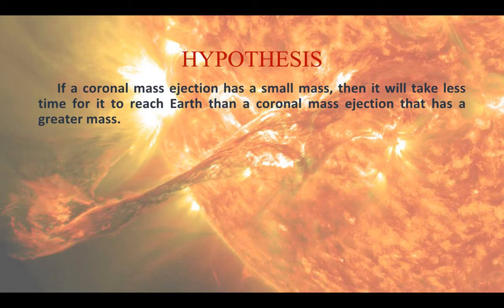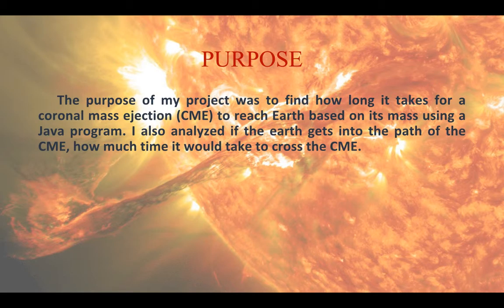My hypothesis of the trajectory of a CME is, if a coronal mass ejection has a small mass, then it will take less time for it to reach Earth than a coronal mass ejection that has a greater mass. Basically, if a CME has less mass than another CME, then it will take less time for it to reach Earth. Think about this for a moment and create your own hypothesis for the trajectory of a coronal mass ejection. I have done this experiment to predict the trajectory, and I have done so by creating a Java program that would predict the trajectory based on a few inputs from the user.